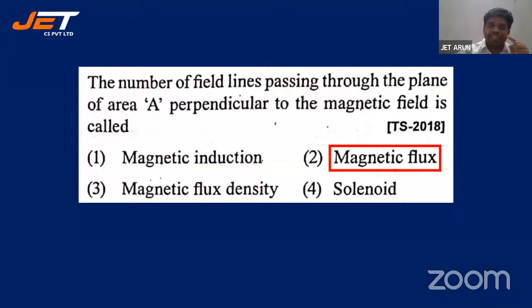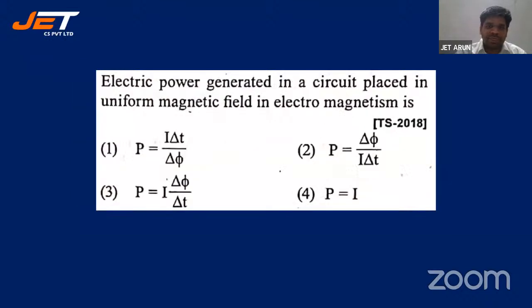Flux. Field lines passing through area perpendicular to the magnetic field. If this is the magnetic field, this is the area perpendicular to it. Number of field lines passing through this area perpendicular to this field is called flux, magnetic flux. Okay, that's the definition of flux, students. Magnetism lo chavutunnam kabatti magnetic flux antaru. Okay, let's go for the next one.